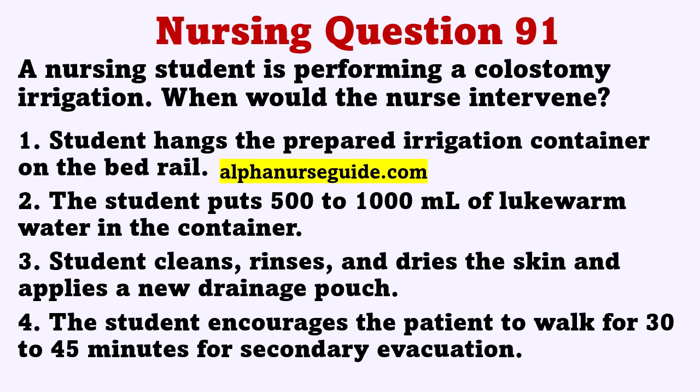The correct answer is 1. Student hangs a prepared irrigation container on the bed rail. Rationale. The nurse will remind the student that the container has to be hung at shoulder level. If the container is too low, the flow will be sluggish. If the container is below the entry site, the solution will flow retrograde. If the container is too high, the solution will flow too quickly and cause cramping. The other actions are correct.